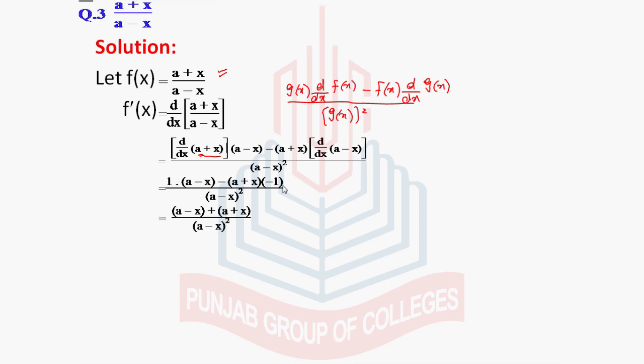So after simplification, this (a - x) whole squared will be as it is. (a - x) multiplied by 1 will be a - x. This minus and this minus will become plus (a + x). So a - x + a + x. The -x and +x will be cancelled out. So the final answer will be 2a over (a - x) whole squared, which is actually the derivative of the given function.